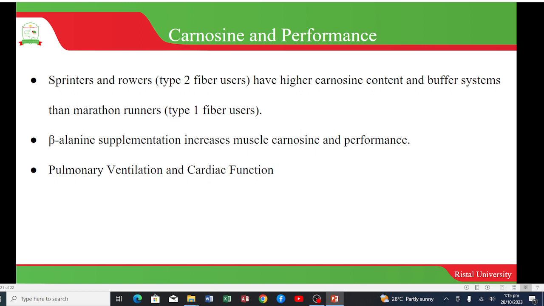Carnosine and performance. The sprinters and rowers, that is the type 2 fiber users, have higher carnosine content and buffer systems than the marathon runners, which use the type 1 fibers. Beta-alanine supplementation may increase muscle carnosine and performance, and also pulmonary ventilation and cardiac function.